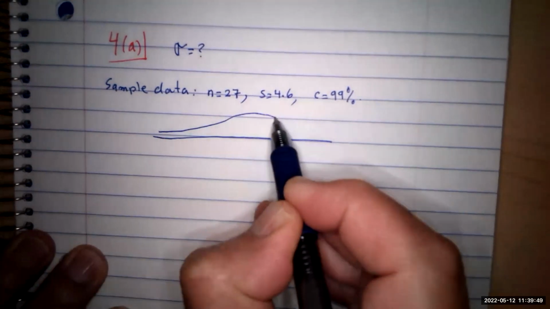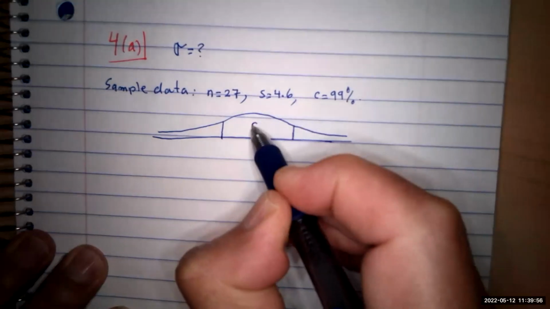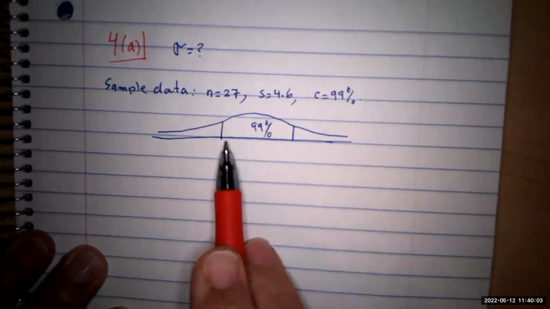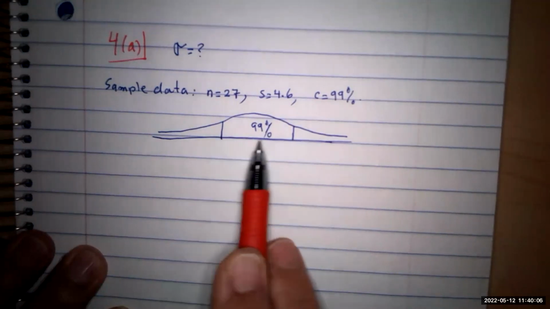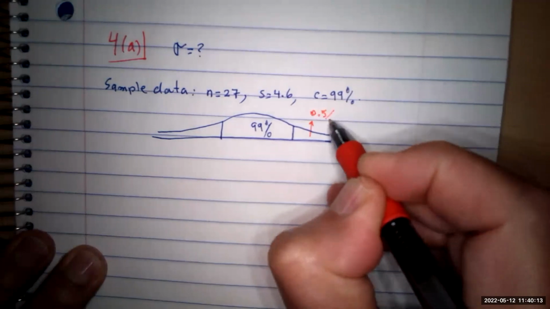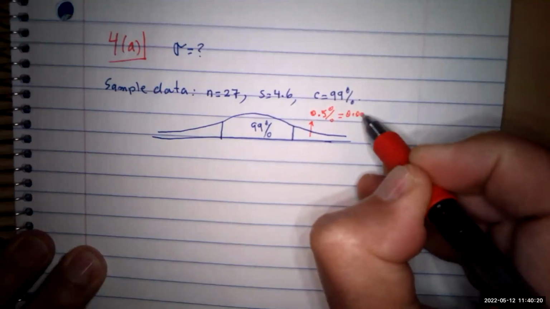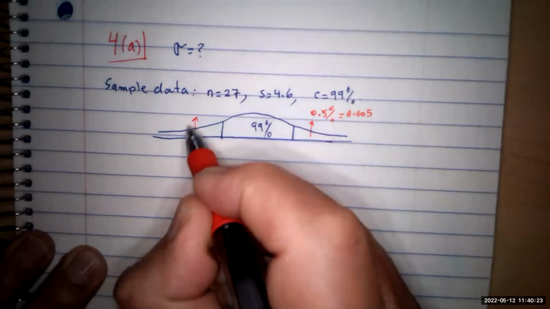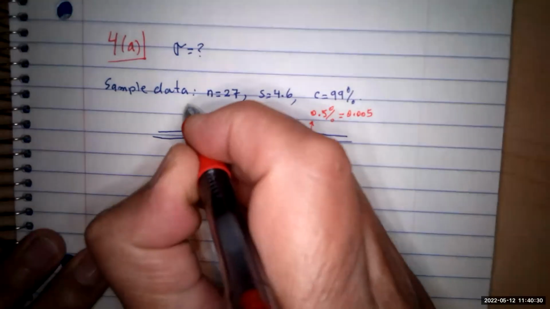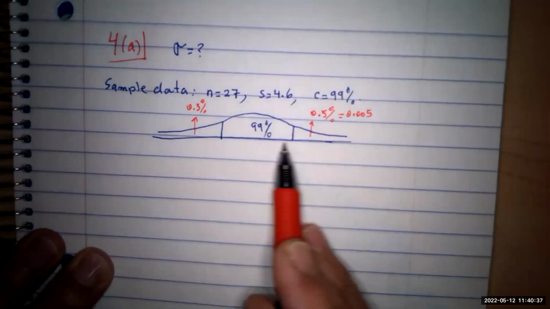So the curve is, you see, this area is 99%. So the leftover is going to be 1%, and each portion is going to be half of that percent. So here you get 0.5%. Got to be careful when you change it to decimal, so it's equal to 0.005. This is 0.5%, and this is going to be the same thing, 0.5%, and the middle is 99%.